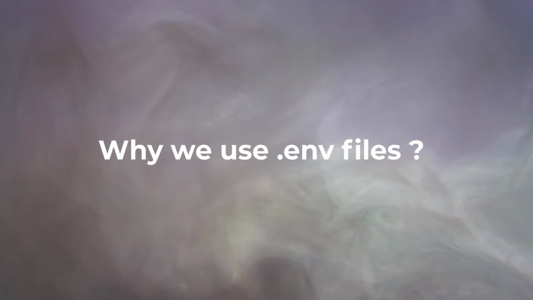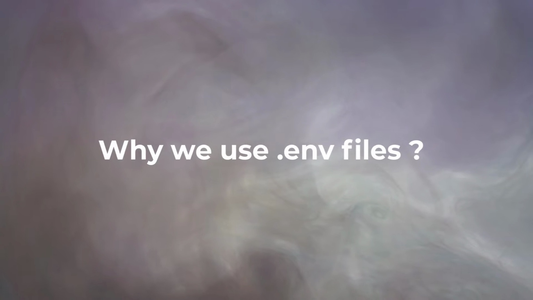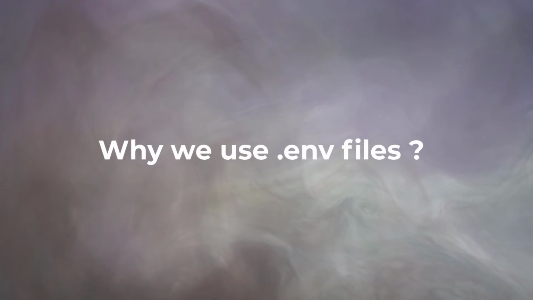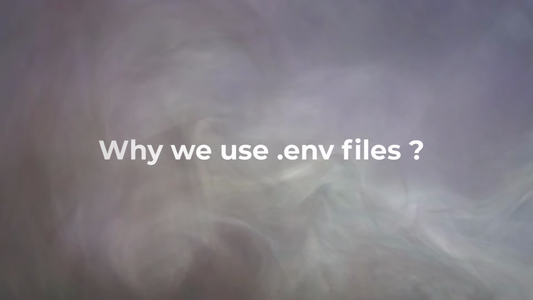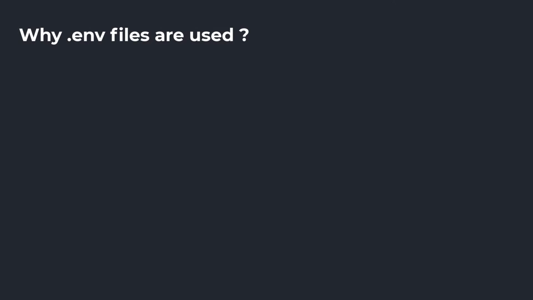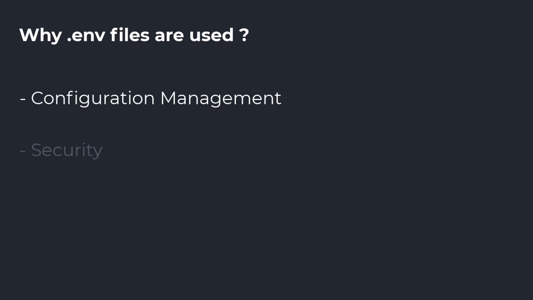First, let's see why we use env files. We use env files mainly to manage and store configuration variables and sensitive information of a project. Env files provide a convenient way to store configuration settings for a project. This includes variables such as database credentials, API keys, environment-specific settings, and etc. And also, sensitive information like API keys, passwords, and tokens can be stored securely in env files.